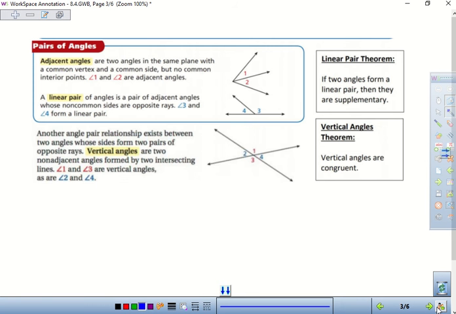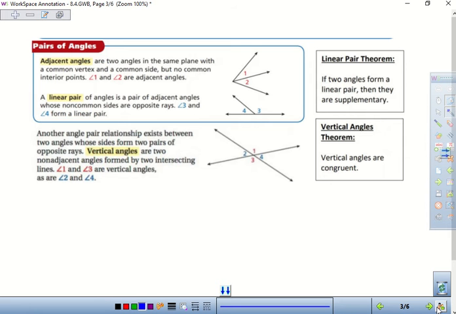Okay. Now we're going to talk about pairs of angles. Adjacent angles are two angles in the same plane with a common vertex and a common side, but no common interior points. So like angle 1 and 2 are considered adjacent. They're next to each other. A linear pair of angles is a pair of adjacent angles whose non-common sides are opposite rays. So, in this case, these two are linear pairs because they form a straight line. Okay? And they always add up to 180, linear pairs.